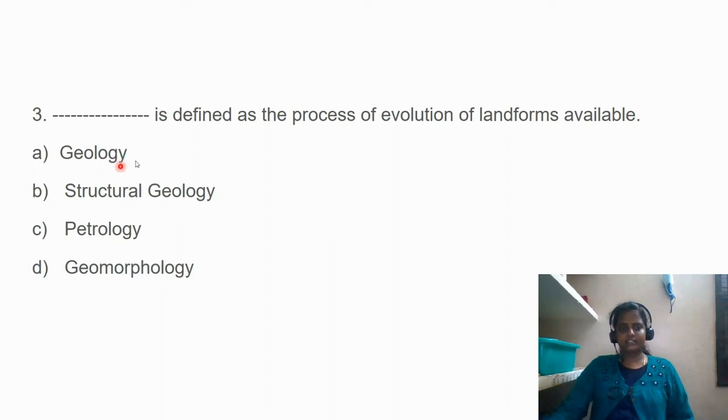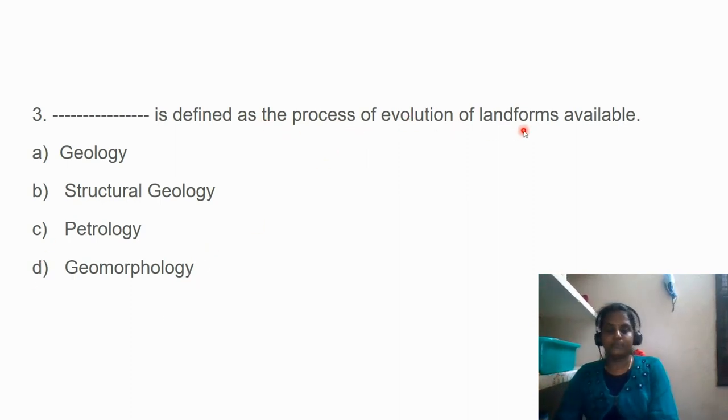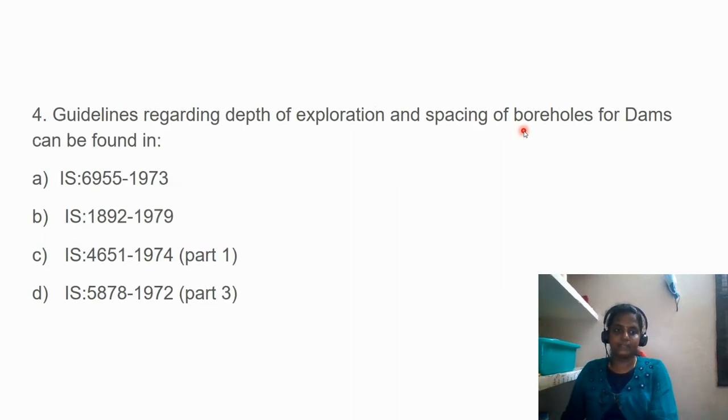Geology is the study of Earth in general. Structural geology is about how stresses have acted on the rock or soil and how it has deformed. Petrology is the study of igneous, metamorphic, and sedimentary rocks. Geomorphology is the study of the process of evolution of landforms. Previously there could be a hill some million years ago, but now there is no hill. Previously it could be underwater, now it has become a landform. Anything is possible. So the answer is D.